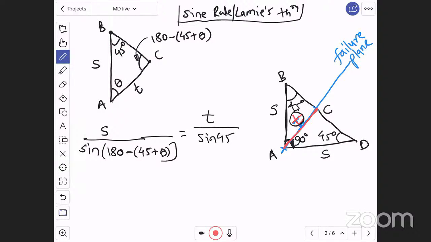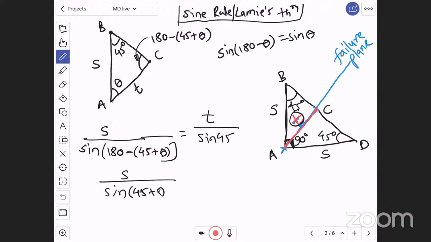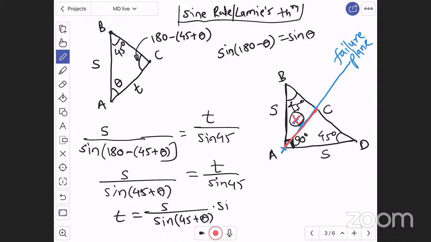Therefore thickness T will come. And we know one property: sine of (180 minus theta) is nothing but sine theta. Therefore, here we can write S divided by sine (45 plus theta) is equal to T divided by sine 45, right? Therefore thickness T is S divided by sine (45 plus theta) into sine 45. This is the thickness T, right?